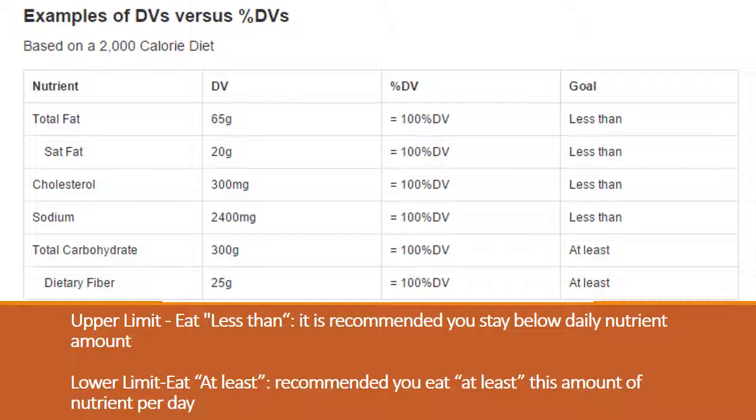Now look at the section where dietary fiber is listed. The daily value for dietary fiber is 25 grams, which is 100% daily value. This means it is recommended that you eat at least this amount of dietary fiber per day. The daily value for total carbohydrates is 300 grams or 100% daily value. This amount is recommended for a balanced daily diet that is based on 2,000 calories but can vary depending on your daily intake of fat and protein.